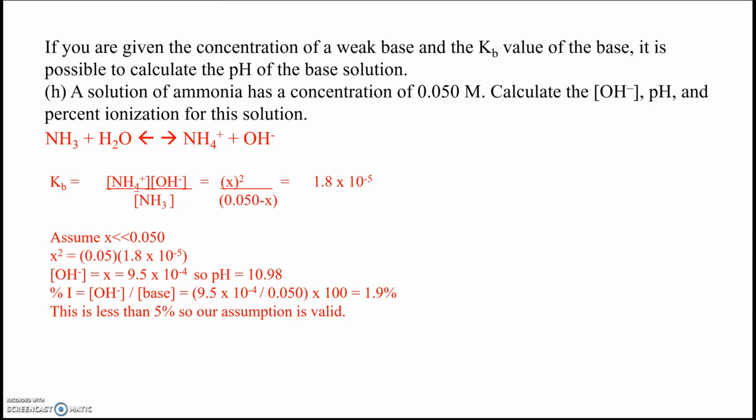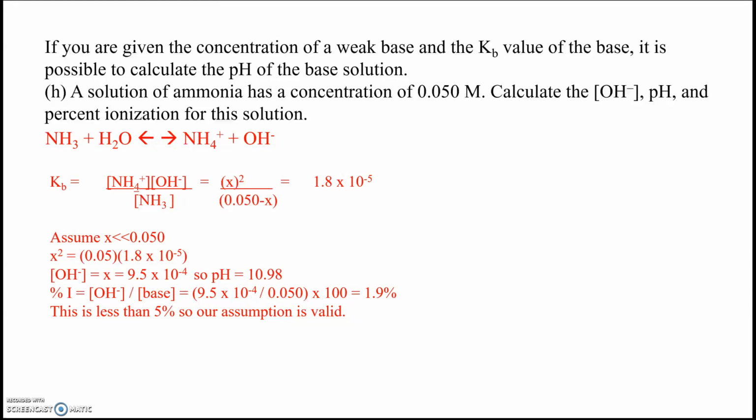We make a simplifying assumption that X is insignificant compared to 0.050, which feels right because Kb is pretty small. When we do, we get X is 9.5 times 10 to the minus fourth. So pH therefore becomes 10.98. From 9.5 times 10 to the minus fourth, we would get pOH, and then subtract that from 14 to get our pH of 10.98.